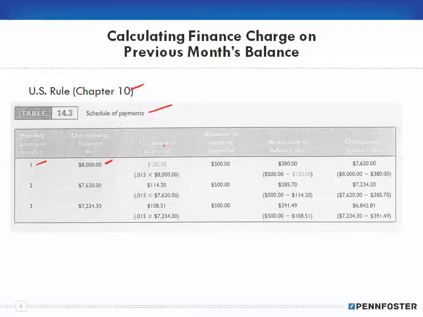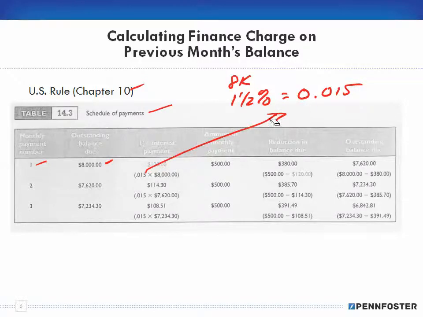So the interest is 1.5%. Well, remember, we need to figure out what that finance charge, what that interest is. So we take our principal, which is the 8,000, and we multiply it by 1.5%. Remember, 1.5% in decimal format is 0.015, and that's what you see right here. So when we multiply that 8,000 by 1.5%, we end up with $120 in interest, and that's what's in that column.